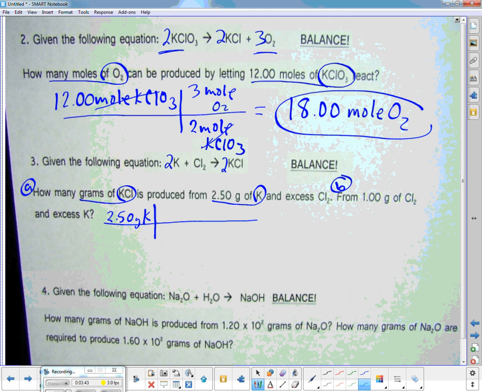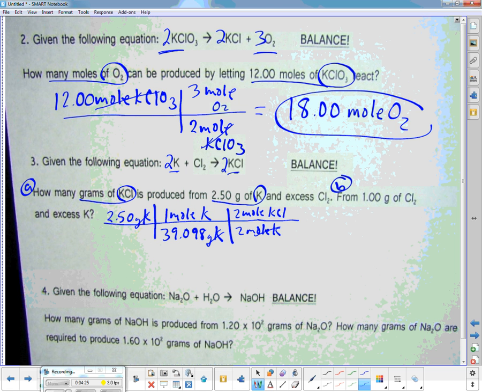Okay, so I need to get to moles. So I'm finding potassium on the periodic table, and I find out it weighs 39.098 grams for 1 mole of potassium. I just got that right off the periodic table. I didn't have to do anything fancy. It's just an element. But now I'm in moles. Now I can come up here and I can go, okay, I'm here and I want to get here. Okay? So I want to get rid of moles. So for 2 moles of K, I get 2 moles of potassium chloride.